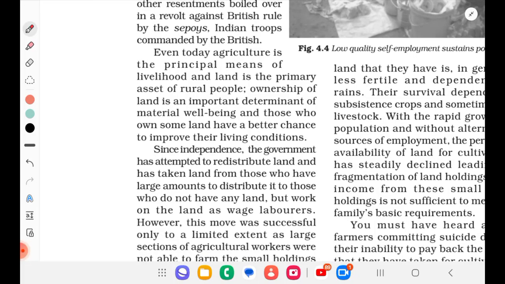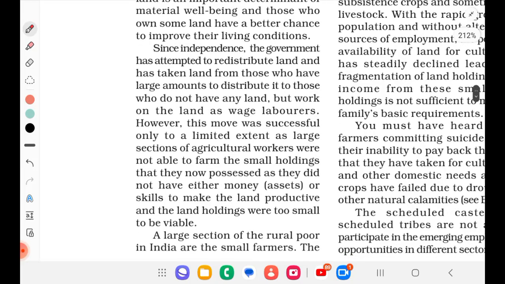Since independence, the government has attempted to redistribute land and has taken land from those who have a large amount to distribute it to those who do not have any land but work on the land as wage laborers. However, this move was successful only to a limited extent, as large sections of agricultural workers were not able to make use of the small holdings that they now possessed, as they did not have either money, assets, or skill to make the land productive, and land holdings were too small to be viable.